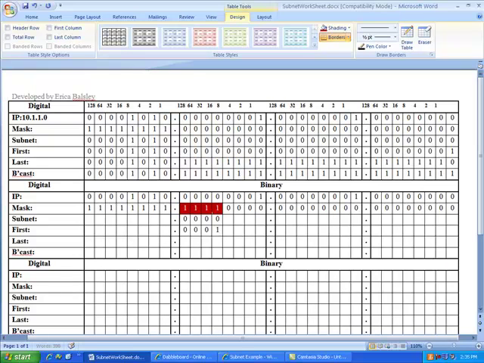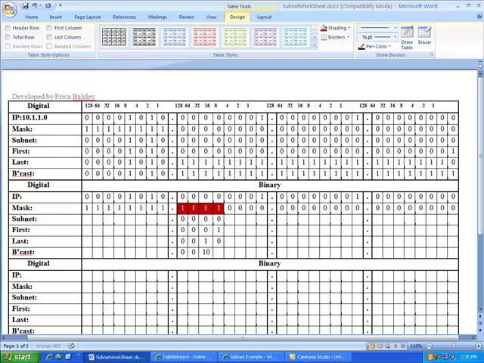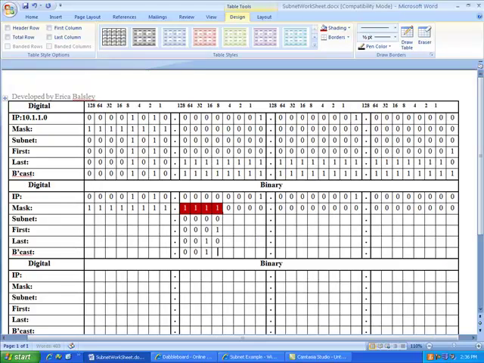Which hopefully you can see is going to again be the first one. The numbers don't line up, 1, 2, 3, 4, which is going to be the 16 network. The next usable network, adding 1, will be 0, 0, 1, 0. And the next one will be 0, 0, 1, 1.